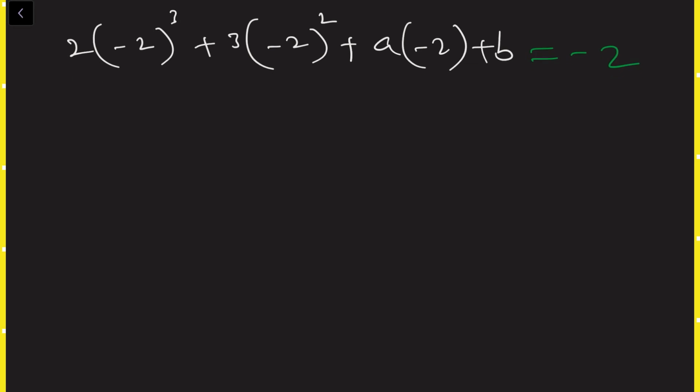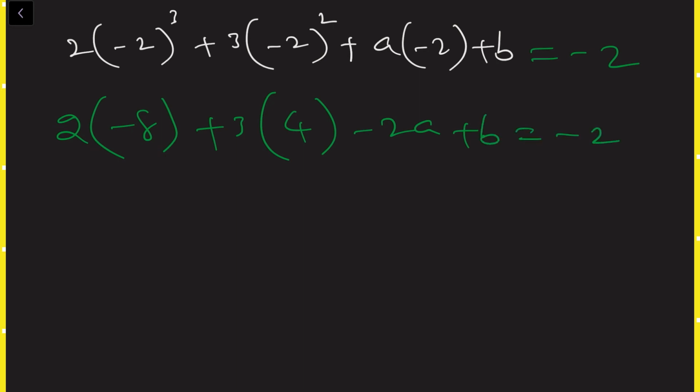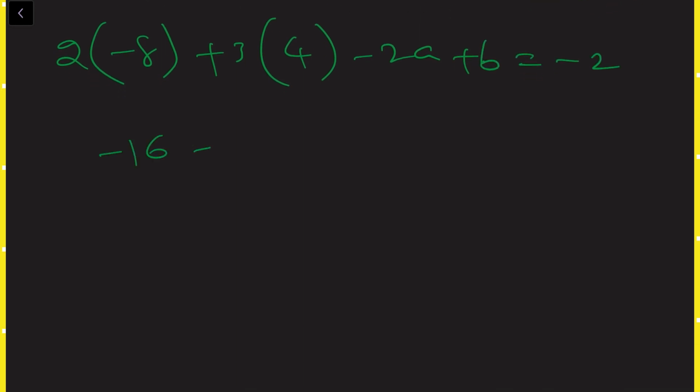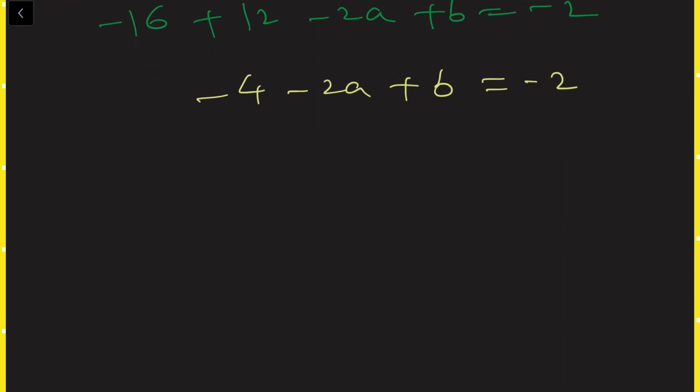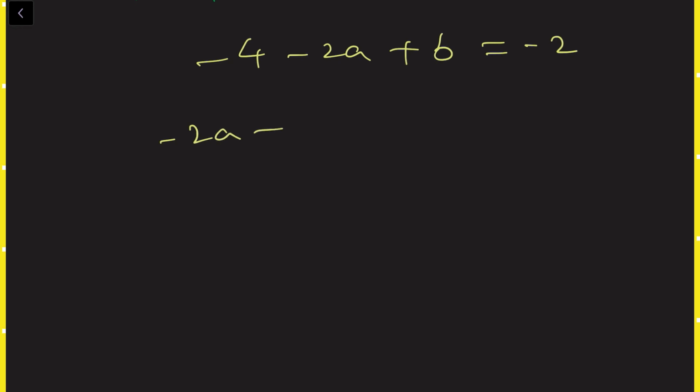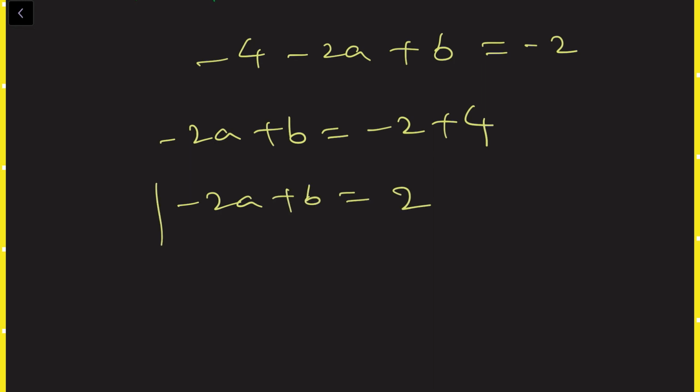Let us simplify now. 2 into minus 2 whole cube is minus 8, plus 3 into minus 2 whole square is 4, plus a into minus 2 is minus 2a, plus b equals minus 2. 2 into minus 8 is minus 16, plus 3 4s are 12, minus 2a plus b equals minus 2. Minus 16 plus 12 is minus 4. Minus 4 minus 2a plus b equals minus 2. Take minus 4 to the right side. Minus 2a plus b equals minus 2 plus 4, which is 2. This is equation number 2.